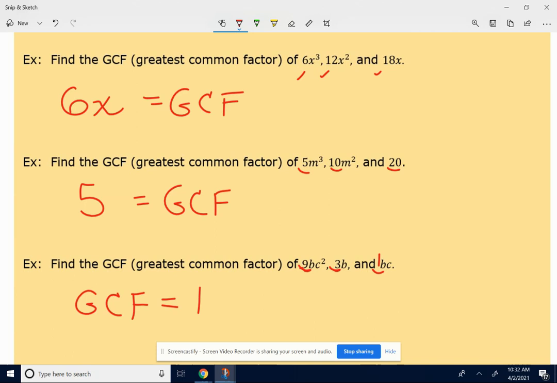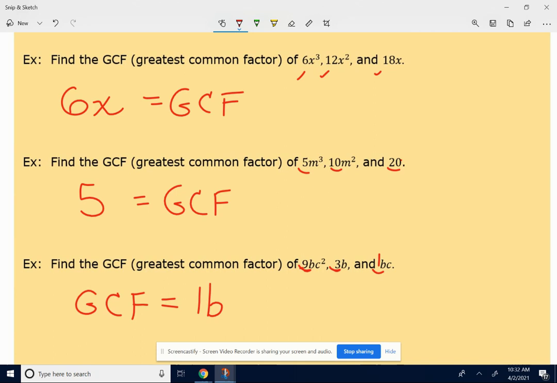Now look for common variables. If we have a common variable, take the smallest one of all of them. Look for b's. We have b to the first right here. We have b to the first in the second one. We have b to the first in the third one. So b is in all three, so b is common. What's the smallest exponent of your b's? That's what you want to think to yourself. You have b to the first, b to the first, b to the first. Well, it's just b to the first. I'm not even going to write the first because it's more simplified not to.